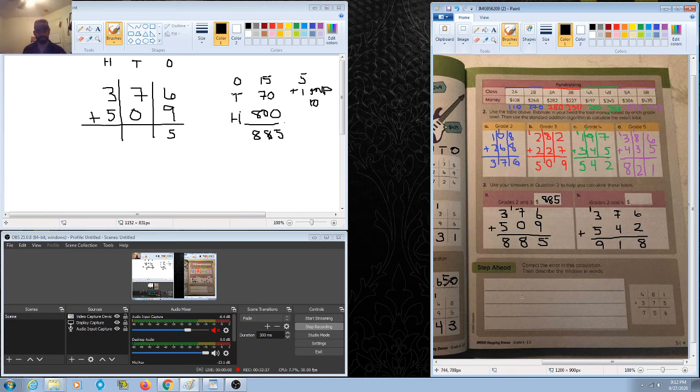So the step ahead question, let me go ahead and put the answer here. The step ahead question essentially looks at this idea: correct the error in this calculation, then describe the mistake in words. So let's start with the ones place and work our way to the left as we would when solving any other kind of math problem, and let's see where we can find the mistake. So 1 plus 5 is 6. Perfect. Nothing wrong there. There's only 6 ones, so we don't have to carry.